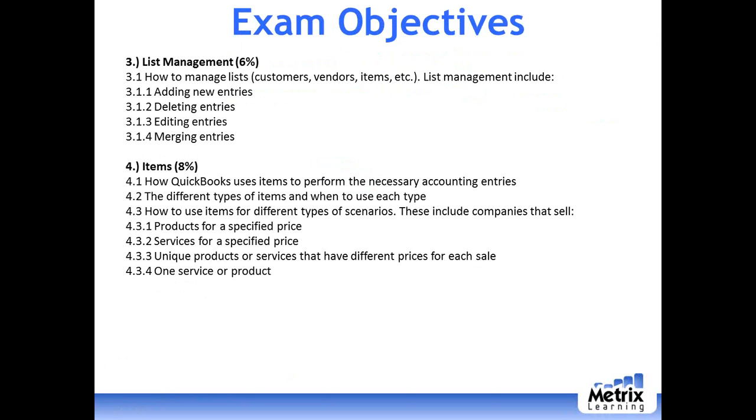Topic number 4 is items. This is 8% of the questions asked. You will want to know how QuickBooks uses items to perform necessary accounting entries, the different types of items and when to use each type. For this, I refer to Chapter 5, page 48 of the Day 1 manual. How to use items for different types of scenarios. This includes companies that sell products for a specified price, services for a specified price, unique products or services that have different prices for each sale, and one product or service.